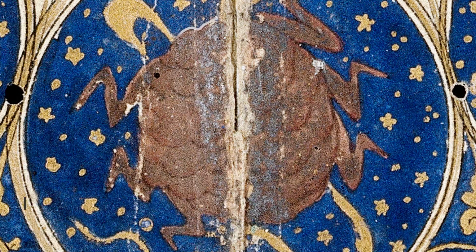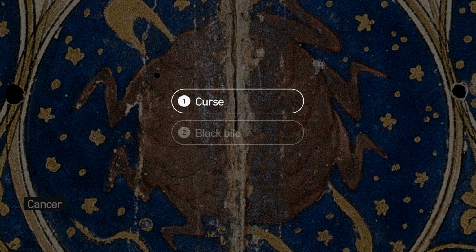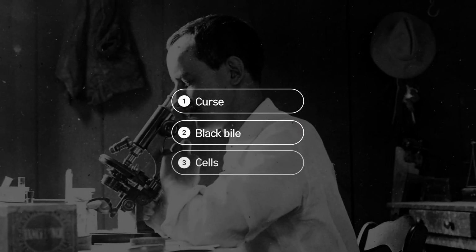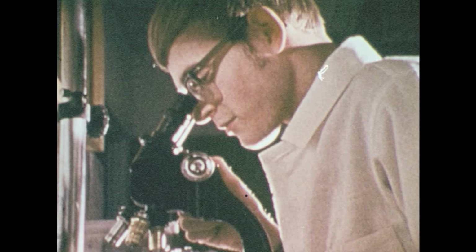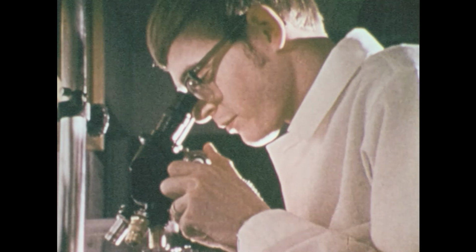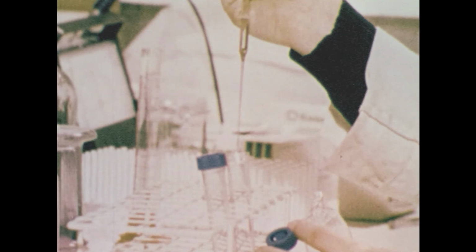For millennia, we kept asking what cancer really is. Some said it's a curse from the gods. Some said it's caused by too much black bile. It was only in the 19th century that all these theories were proven wrong. Once put under the microscope, cancer turned out to be just cells. This answered the question of what cancer is, but nothing about why cancer happens.